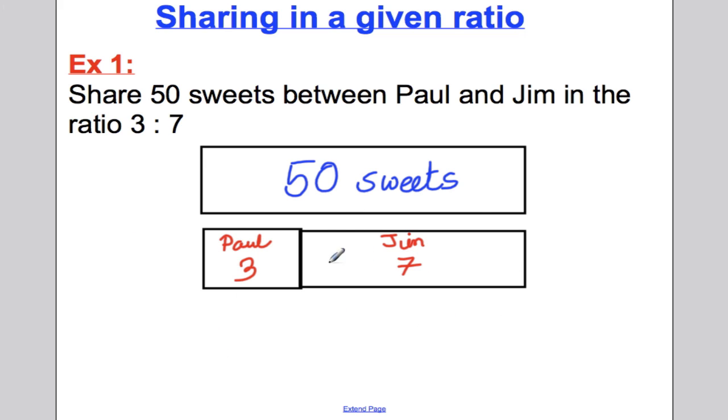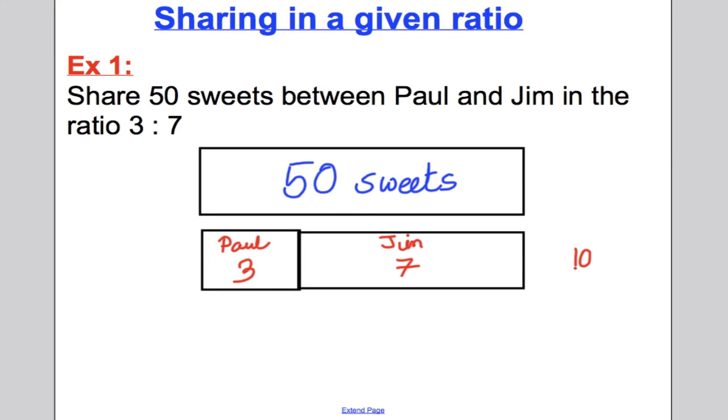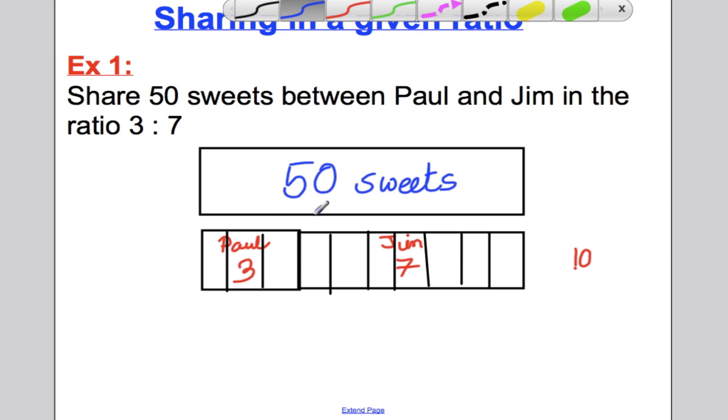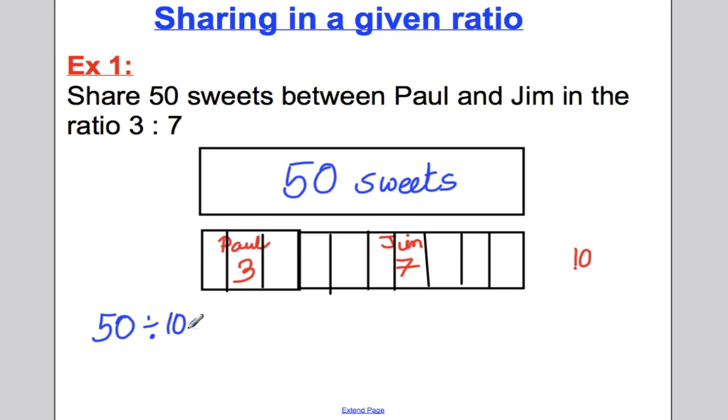Now, clearly in total, how many parts are there? There are 10 parts. Now, how much is in each part? So if I was to divide this up into the 3 parts for Paul, and the 1, 2, 3, 4, 5, 6, 7 parts for Jim, how many would each have? Well, 50 sweets are in 10 parts, so each part must be 50 divided by 10, which is 5. So in each box must go 5, 5, 5, 5, 5, 5, 5, 5, 5, 5. So they add up to 50.